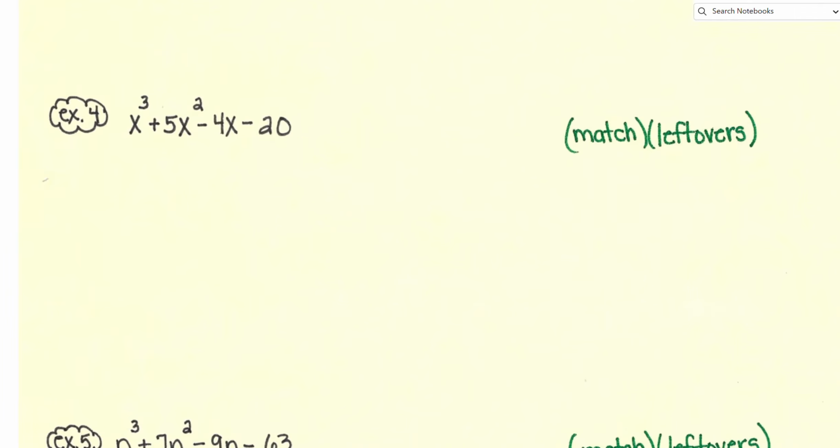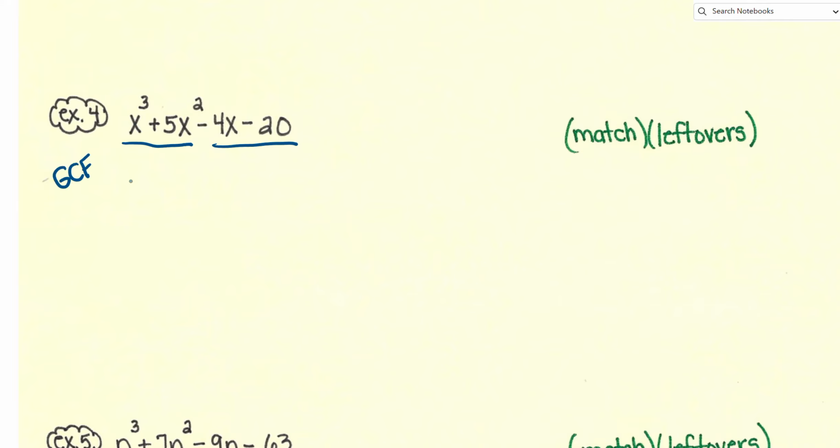Okay, let's take a look at example 4. In these examples, I've been grouping the first two and the last two, but if for some reason it doesn't work, like you don't get what you need, this match leftovers, you can always rearrange your terms and take maybe the first and the third or the second and the fourth. Let's take out greatest common factor.